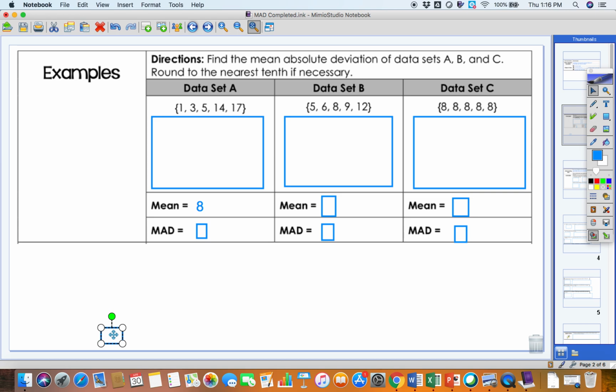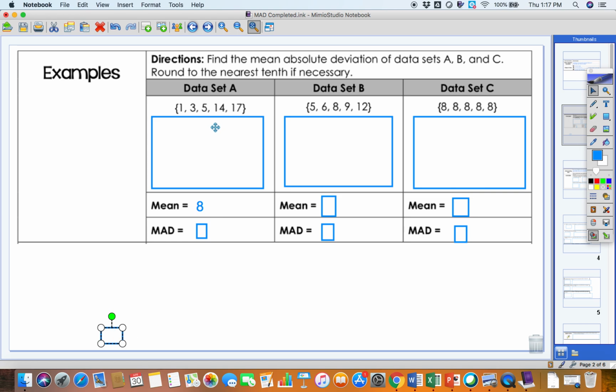Then our third data point is 5. Our mean is still 8. The difference between those is 3. Our fourth data point is 14. Our mean is still 8. So that's a difference of 6. And then finally, our last data point is 17, and our mean is still 8. And so the difference there is 9.